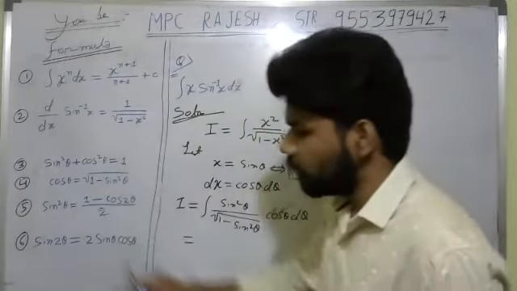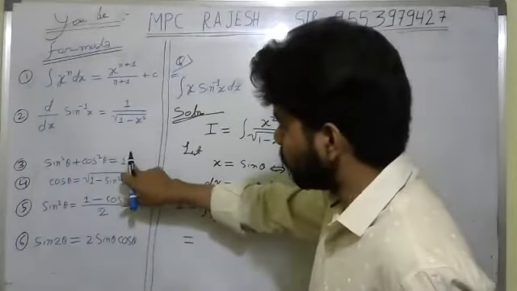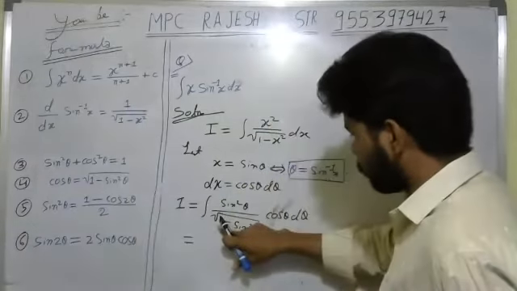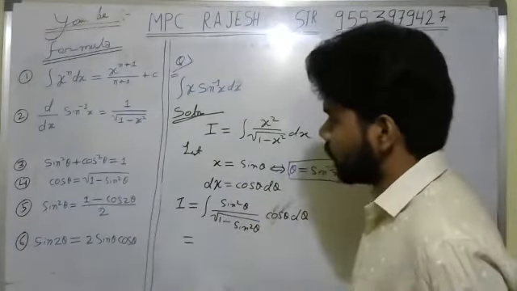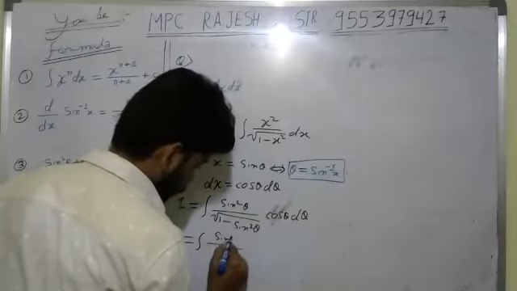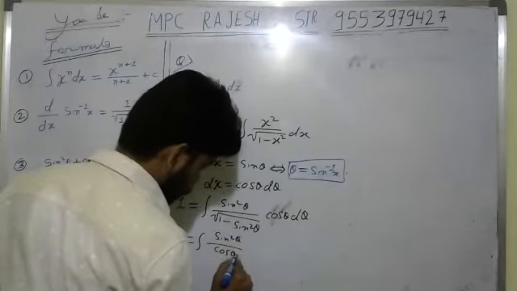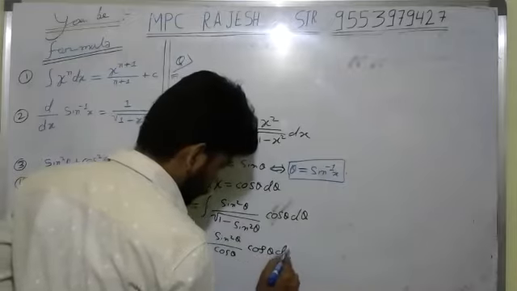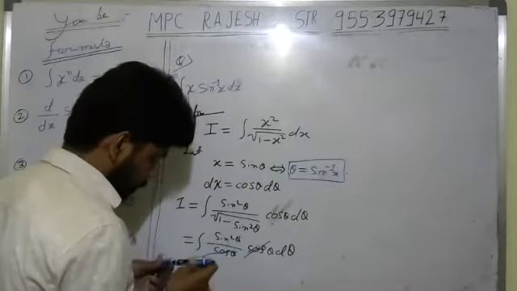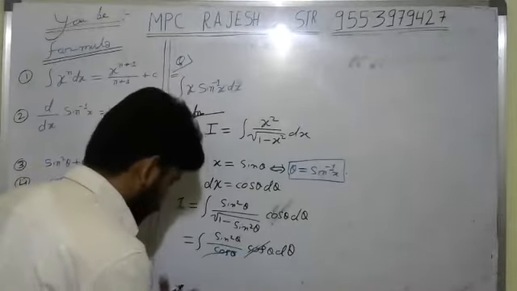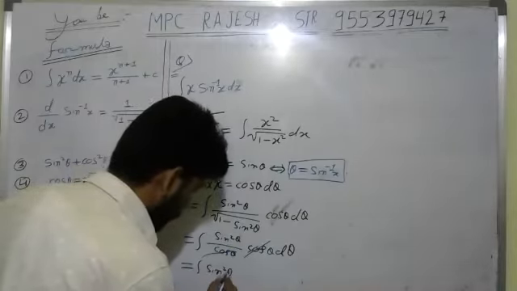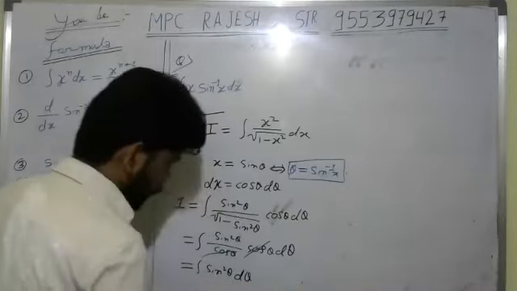So can we write the cos theta? From the 10th class trigonometry formula, we can write cos theta is equal to square root of 1 minus sine square theta. So square root of 1 minus sine square theta, we can write as cos theta. Look at here, cos theta will be cancelled. What is the remaining term? Integration of sine square theta d theta, right?